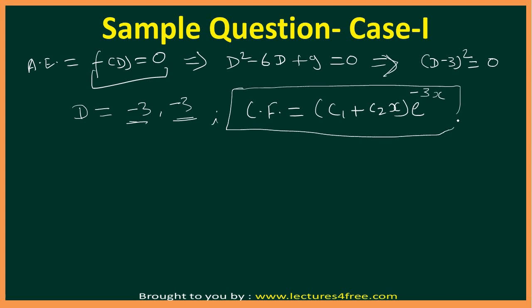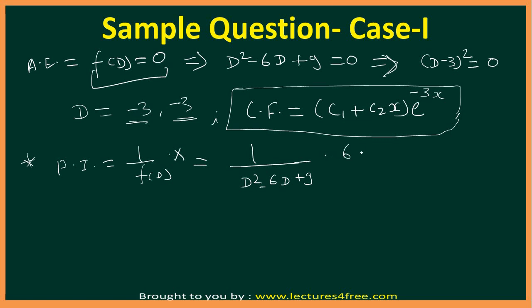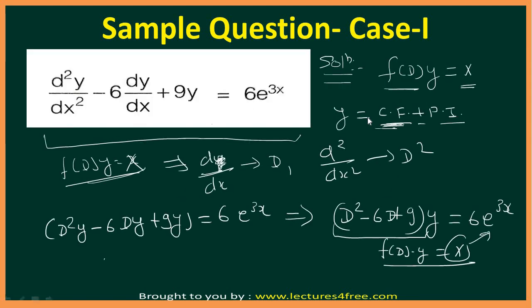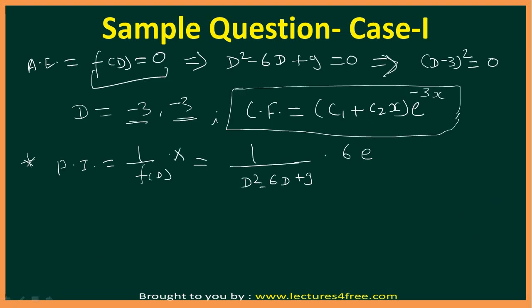Okay, this is your complementary function. Now let's find out the particular integral, because here capital X is not 0. Our particular integral will be 1 upon f(D) into capital X. So our function of D is D square minus 6D plus 9, and our capital X is 6 e to the power 3x.